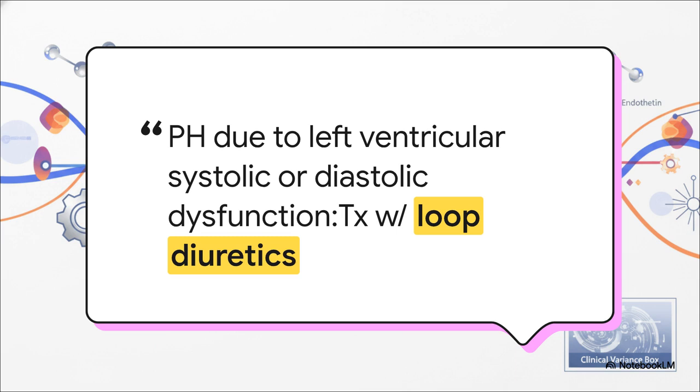That will completely flood the already failing left heart, precipitating flash pulmonary edema. The strict management for Group 2 relies on treating that left heart failure, utilizing agents like loop diuretics and ACE inhibitors to optimize left ventricular hemodynamics.